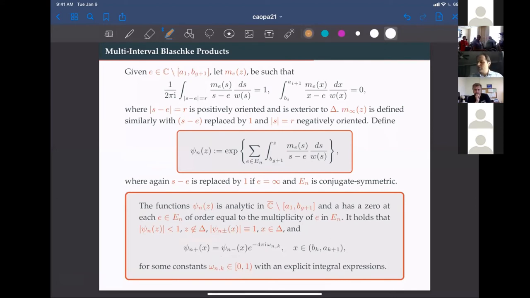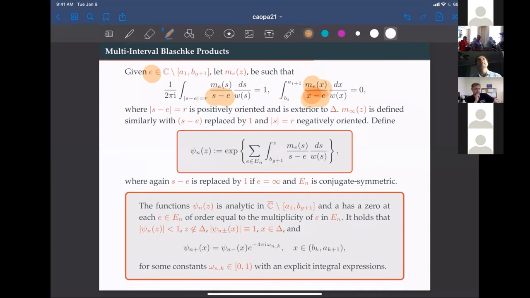I would need to, for each point E which is not on the convex hull of delta, select a polynomial M_E, which has degree g, such that if you take M_E divided by (x minus E) times W and you integrate over each gap, you get zero. And if you integrate over a small circle around E, you're going to get one. You can select such a polynomial, and I have an explicit integral expression for such guys. And if E is infinity, then x minus E here simply needs to be taken to be one. And the circle needs to be negatively oriented.